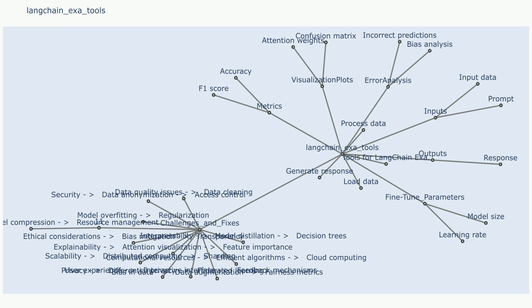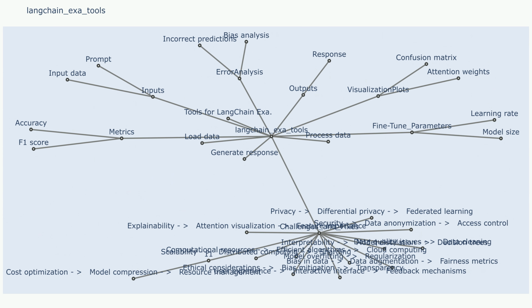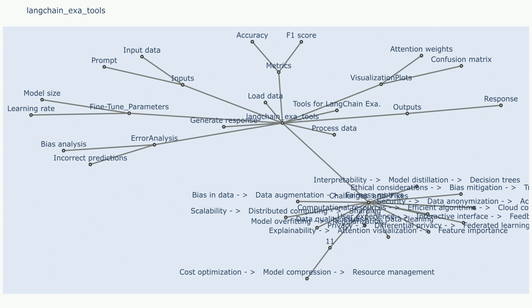Metric 1: accuracy measures the correctness and reliability of the model's predictions or outputs. Metric 2: precision indicates the proportion of correct predictions made by the model. Metric 3: recall represents the proportion of relevant instances that are correctly identified by the model. Metric 4: F1 score, a harmonic mean of precision and recall, providing a balanced measure of model performance.